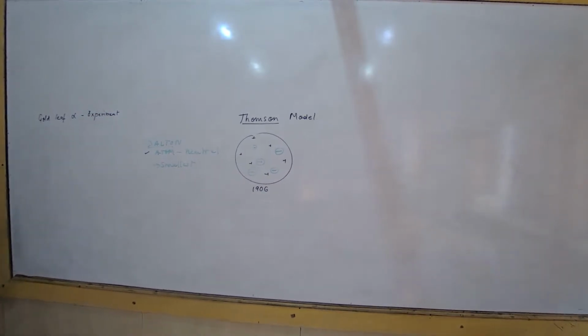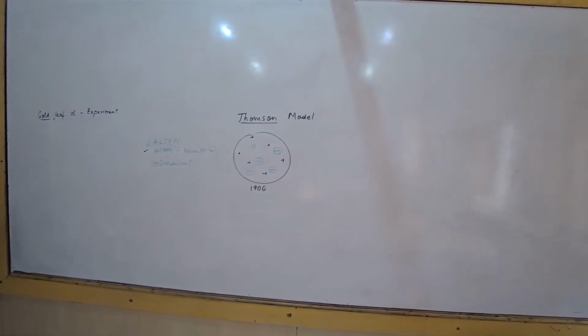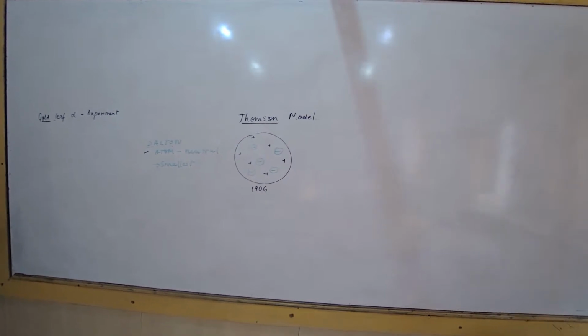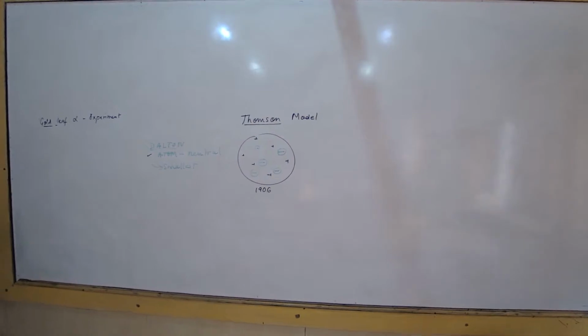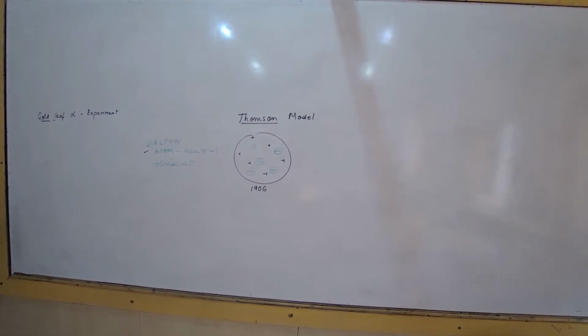Do you understand? Why did he take gold leaf? Gold leaf, because a very thin sheet of gold can be taken. Okay? He wanted less number of atoms. So a thin gold leaf is possible because gold is highly ductile and malleable, so it can be beaten into thin sheets.